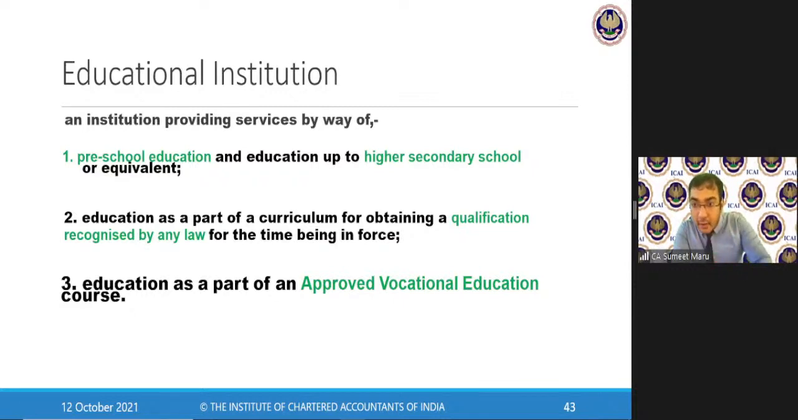Is an approved MBA college exempt or not? See, an MBA college doesn't have approved or unapproved status. The qualification should be approved by the law, recognized by the law.